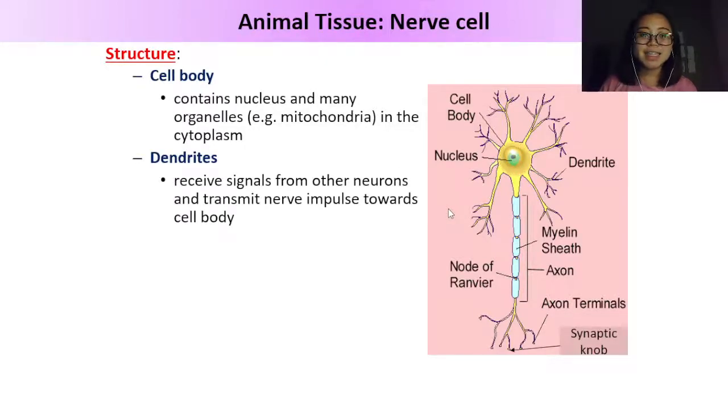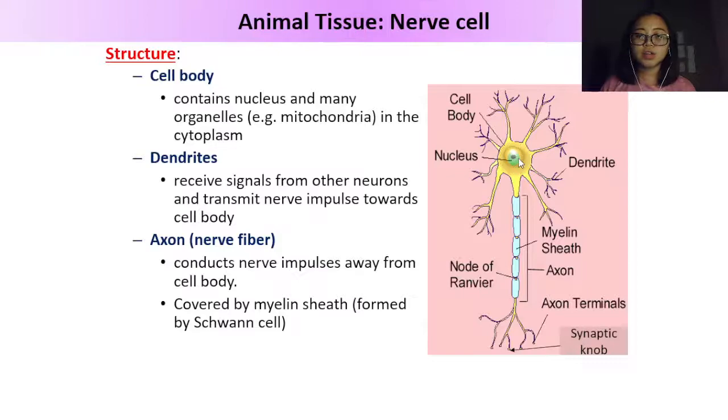The second is dendrites. So these are also considered the starting point of your nerve cells. The dendrites will receive signals from other neurons and then transmit these nerve impulses towards the cell body. So from this part, it will receive the impulse and then pass it to this part, the cell body.